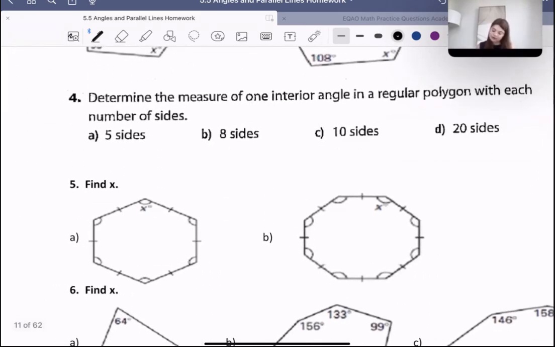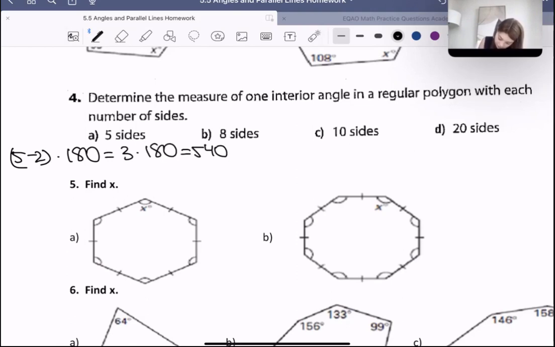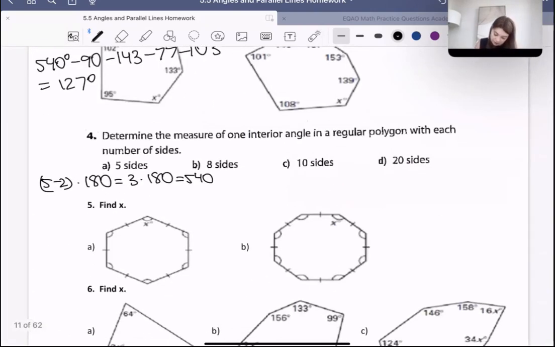Determine the measure of one interior angle in a regular polygon with each of these number of sides. So the first one is 5 sides. So first off, in order to find the interior angle of one angle, we need to first find what are all the interior angles added up together supposed to be, right? So let's do that first. We need to do 5 minus 2 times 180, which is 3 times 180, which is 540, which actually we just solved up here as well, the same thing.